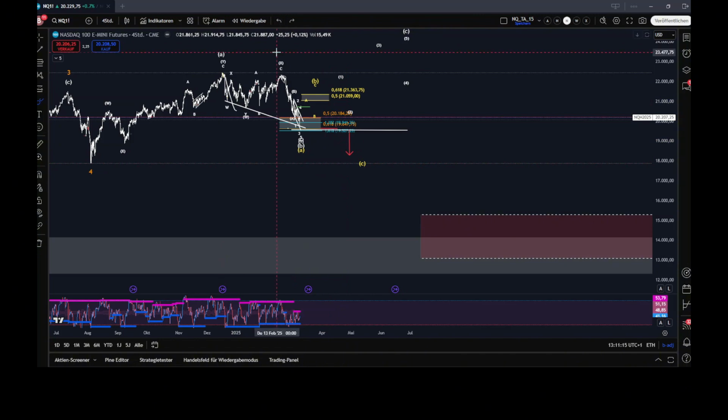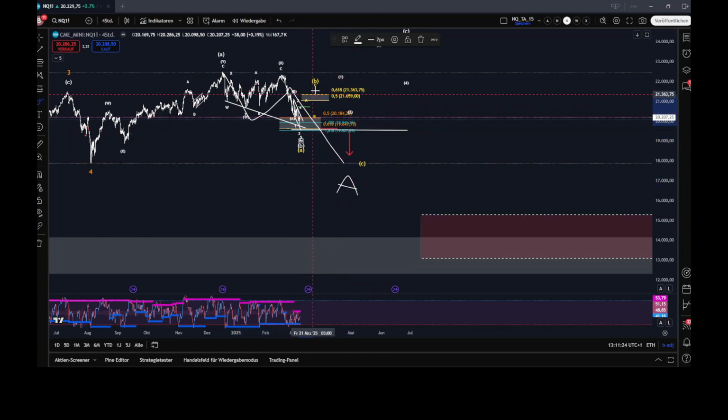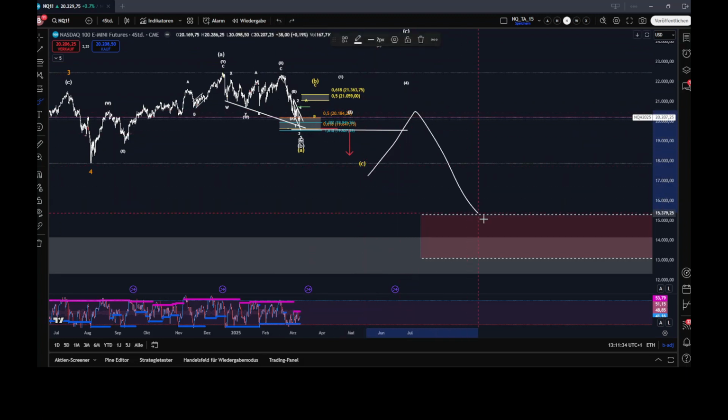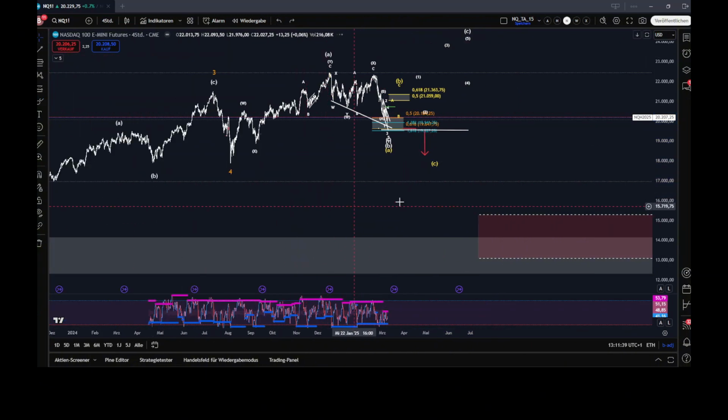In a WXY structure. So that means W, X, Y for wave A, where the Y wave is this move, we should get this B wave and another C wave to come. And then this would only finish wave A, guys. And then we have another B wave and another C wave. This is the most bearish scenario I'm talking about now.